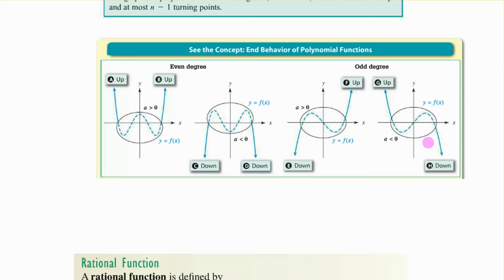We don't use that quite as much these days because we have calculators. When I learned it back in the dark ages, we had to figure out what our graph was going to look like, and that was one of the things that we used to help determine that.